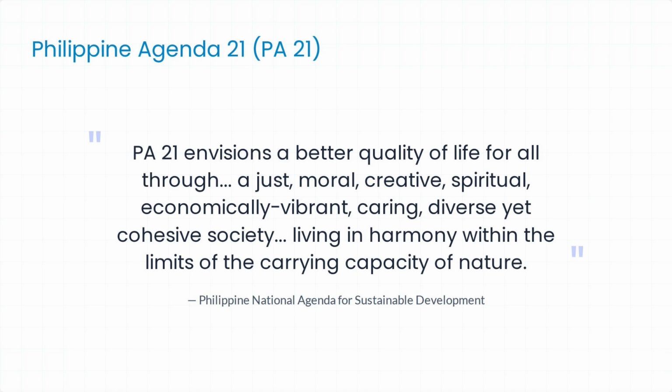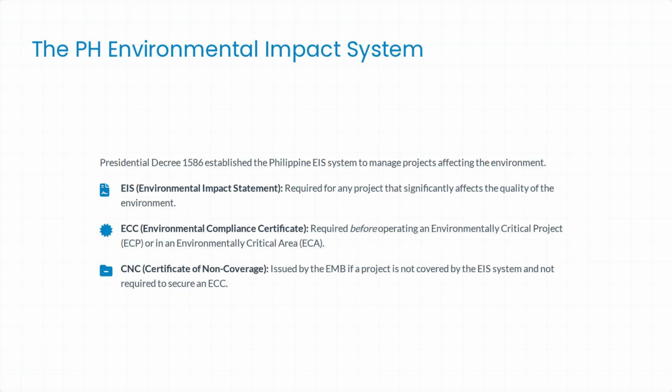PA21 envisions a better quality of life for all through the development of a just, moral, creative, spiritually vibrant, economically vibrant, caring, diverse yet cohesive society, all while living in harmony within the limits of the carrying capacity of nature. To manage this, the Philippines has the Environmental Impact System, established under Presidential Decree 1586.